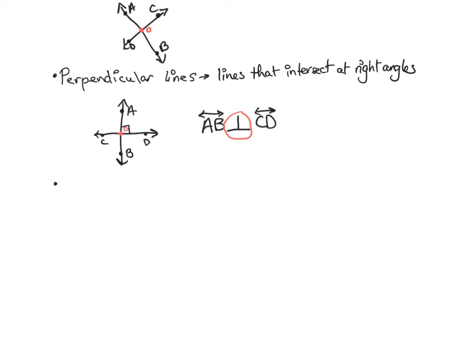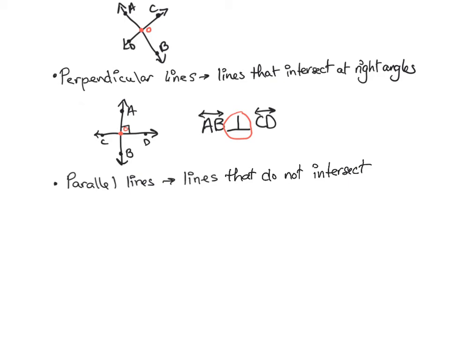The next type is parallel lines. So parallel lines are lines that do not and will never intersect. And remember, if a line is going in the same direction for a very long time, it cannot intersect later if it is parallel, because they are equally distant apart.